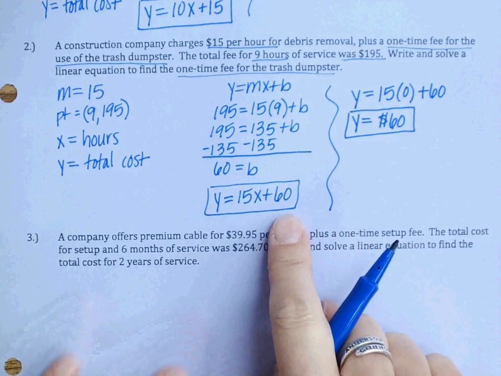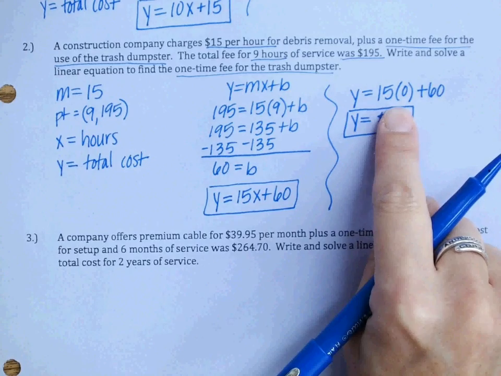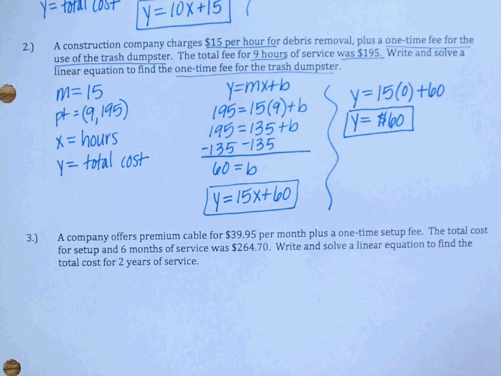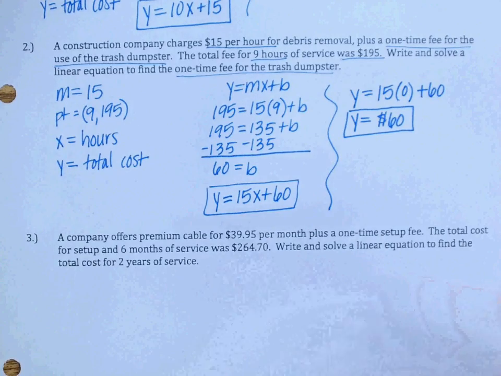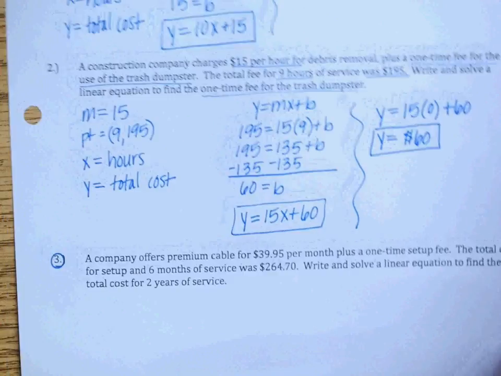So again, it's easy to see that initial value, that one-time fee from our equation, but it's also important to be able to show work to justify your answer. Okay? We'll do 3 next time I see you in class. Okay? Let's flip it over.